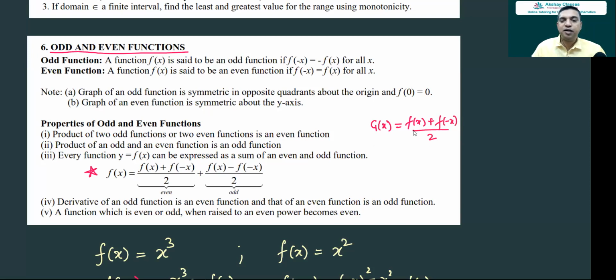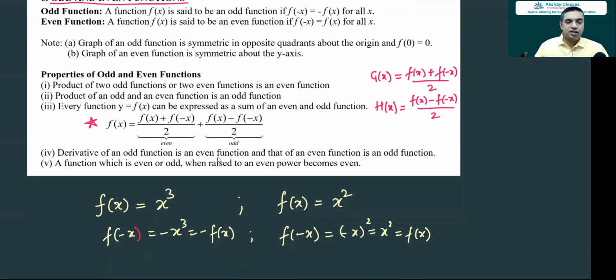So you replace x by minus x, you get the same expression, f of minus x plus f of x by 2. And let's say h of x is f of x minus f of minus x by 2. You replace x by minus x, we get f of minus x minus f of x. It becomes negative of h of x. So this is the even part and this is the odd part. So you can always get a function to be written as a sum of odd and even components. This is what happens in the Fourier series expansions. All right, there we will see that.